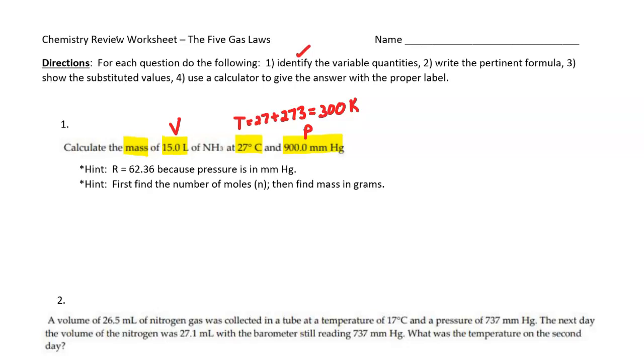Now comes step 2, write the pertinent formula. We want to use our gas law formula that uses the variables V, T, and P. That's the ideal gas law, PV = nRT. On the quiz, you get credit for simply writing out the correct formula to use. So we have done step 2 of the process. Step 3, show the substituted values. In place of P, put in the 900.0. In place of V, put in the 15.0.